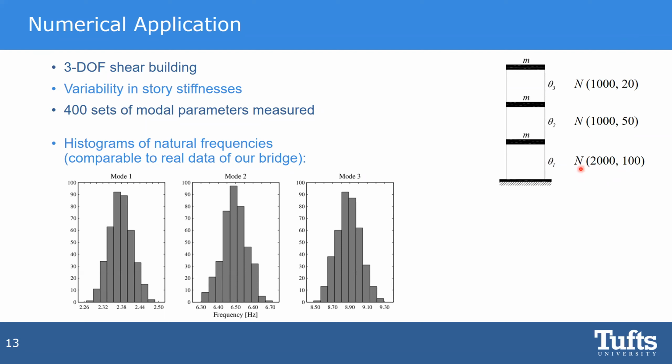So the stiffness of the first floor, the mean is 2000 units, and it can have a standard deviation of 100. Second floor, 1000, standard deviation of 50. Third floor, 1000, standard deviation of 20. So I sample 400 randomly from these combinations, and this is my 400 measurements. Let's say I monitor this building for 400 days. Each day I get one natural frequency. And this is the histogram of the 400.